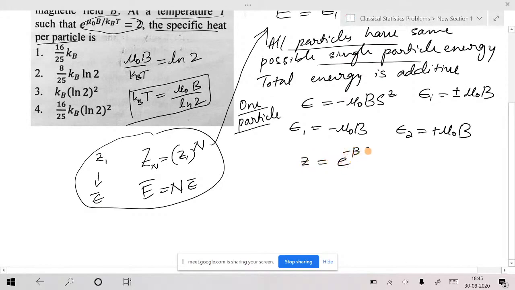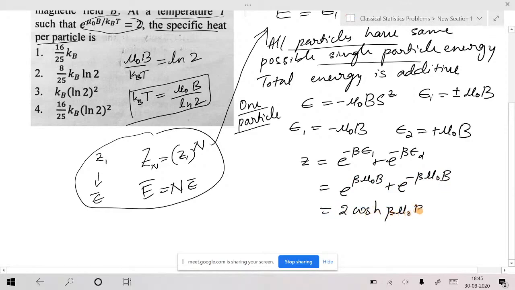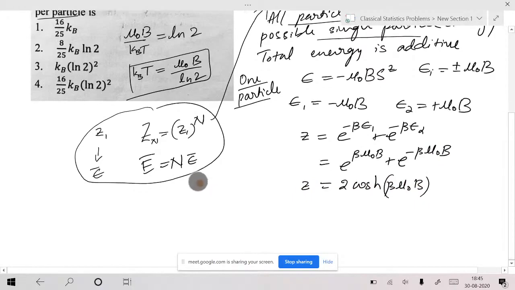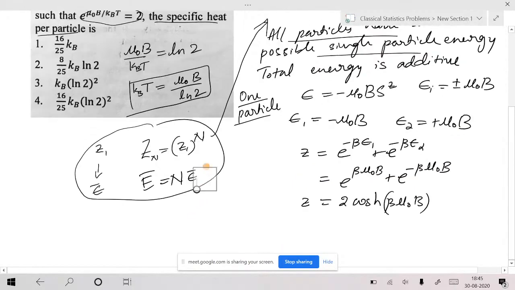Small z here. What is the partition function? e power minus beta E1 plus e power minus beta E2, two possible energies for a single particle. That's equal to e power beta mu naught b plus e power minus beta mu naught b. That I can write as 2 cosh(beta mu naught b). Now once you see this z, you should quickly write the answer. Again, right now you can't write the answer. Wait a second, he's talking about specific heat. Anyway, we shall do that one.